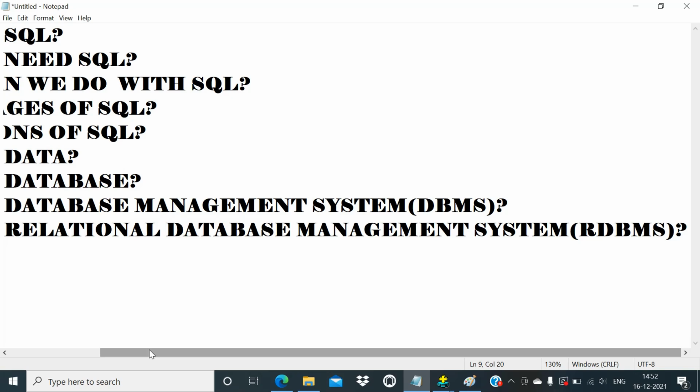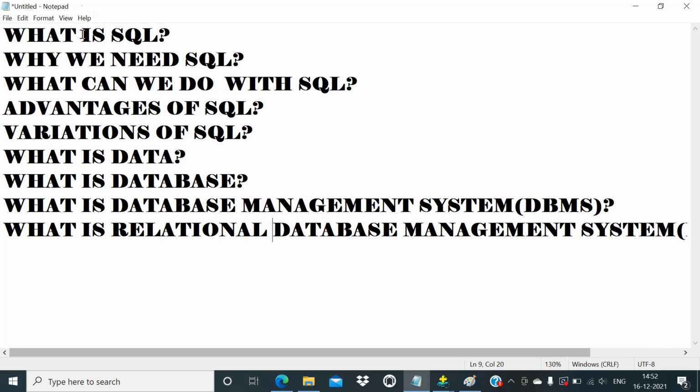So just briefly, we have discussed all these things. SQL is nothing but structured query language. We need SQL to communicate with database. We can do certain operations like create, read, insert, update, and all those things with SQL. Advantages of SQL: faster, easy to communicate. Variations of SQL: PL/SQL, SQLite, and MySQL.